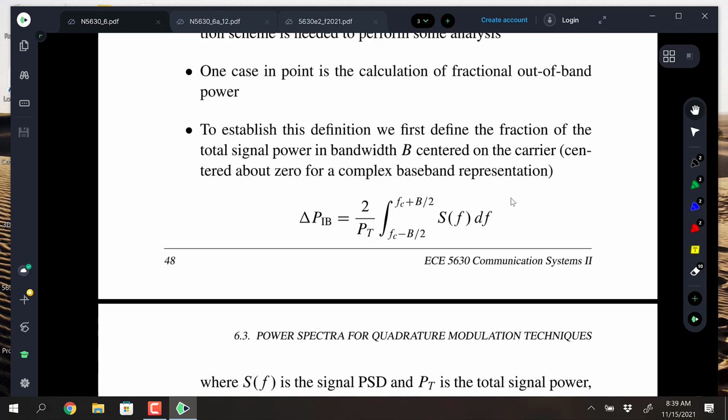fractional in-band power. So in-band power is integrating one side of the PSD, say the positive side is shown here, from minus b/2 to plus b/2 about the carrier, and then normalizing it by the total transmit power. And the 2 is in there because there's actually a blob of spectrum up at plus the carrier and a blob at minus, right? And that gives the total power, so that's why the 2 is in there.